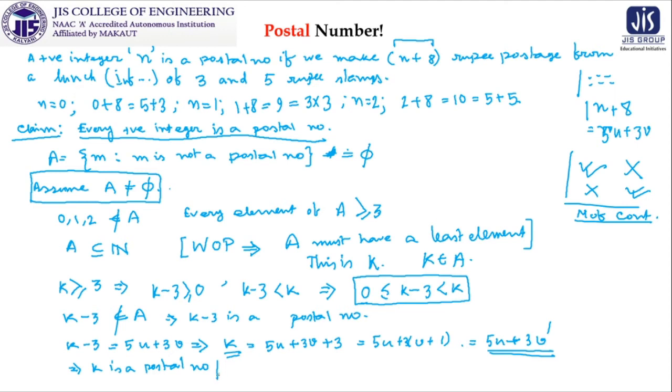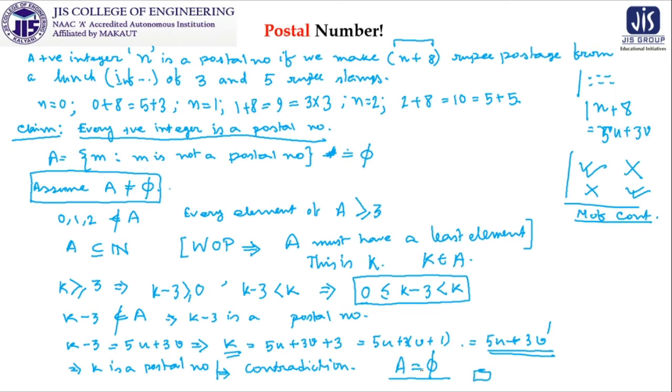Question is, this leads us to a contradiction. What contradiction? That K is taken as the least element of A, where A is the collection of all non-postal numbers, but here K is a postal number. So what we see is that our assumption that A is not equal to empty set is wrong. So obviously A is equal to empty set, and A is equal to empty set means you can't get any number which is not a postal number. Our proof is done.